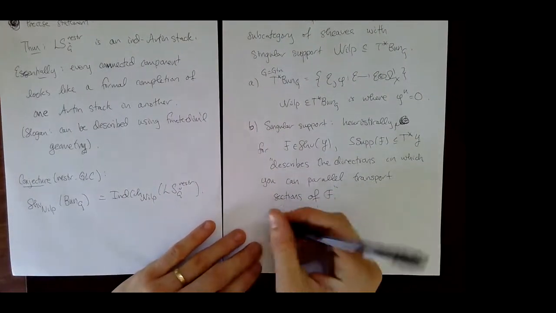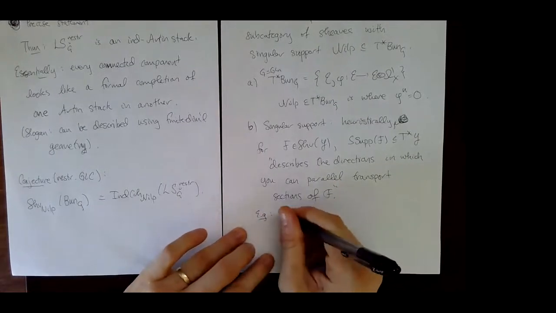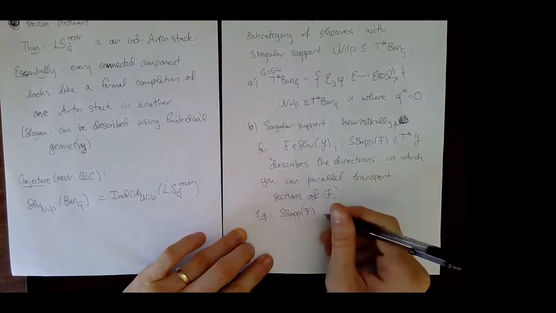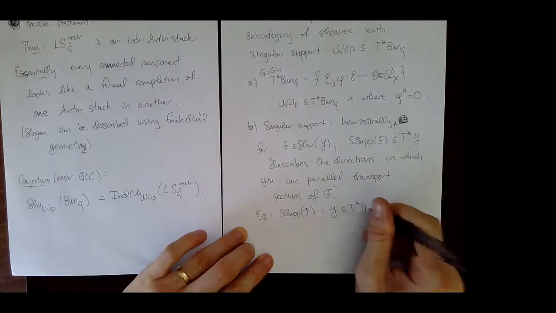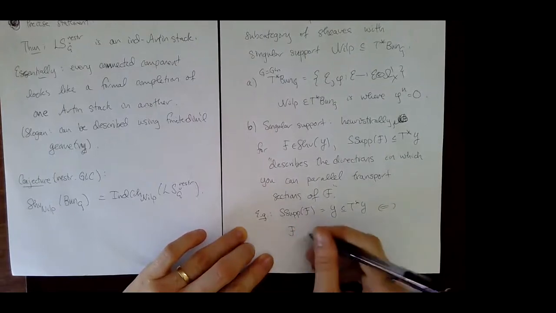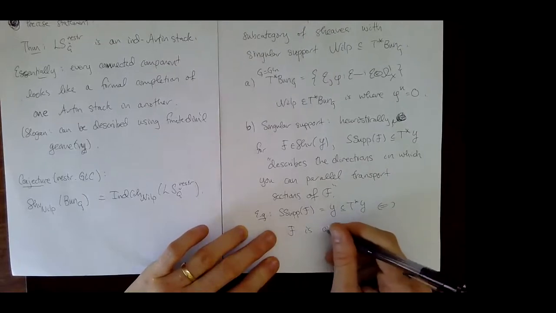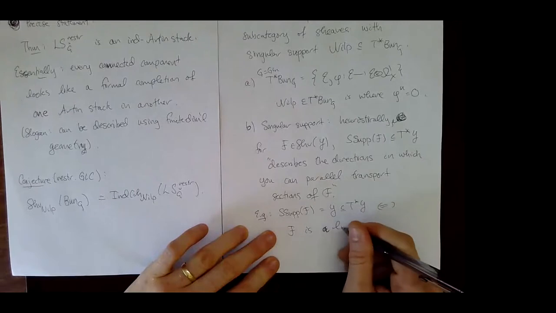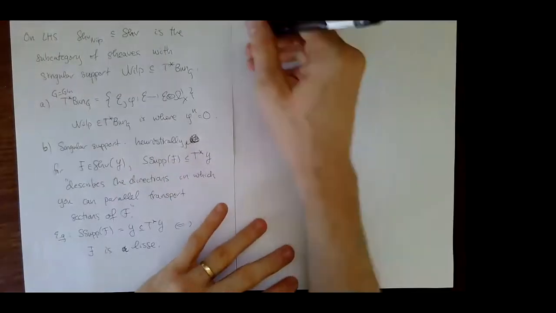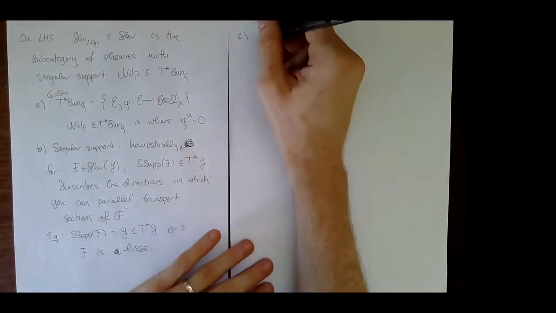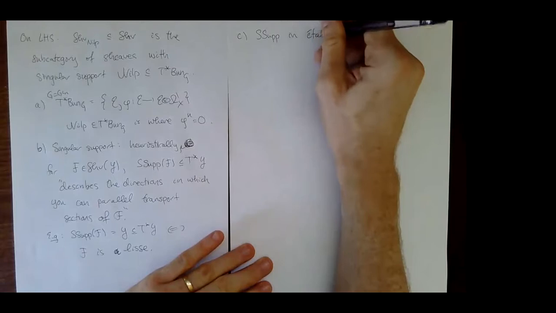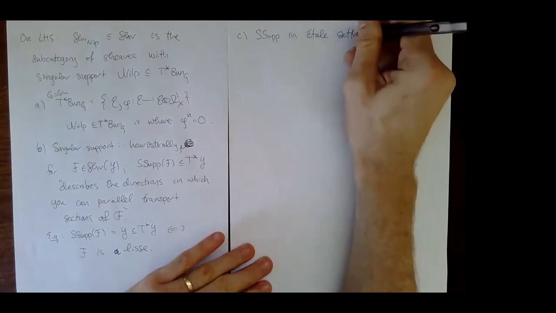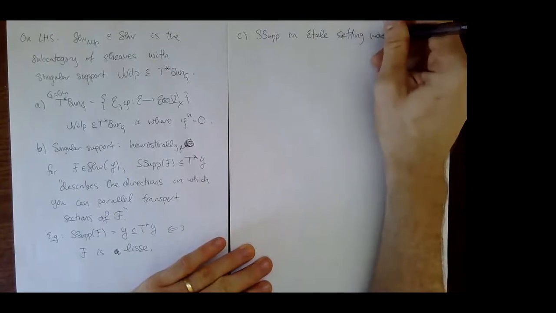That's just about all I want to say. For example, the singular support of F is equal to the zero section exactly when the sheaf F is a local system. And there's going to be more. The singular support in the étale setting was defined a few years ago by Beilinson.